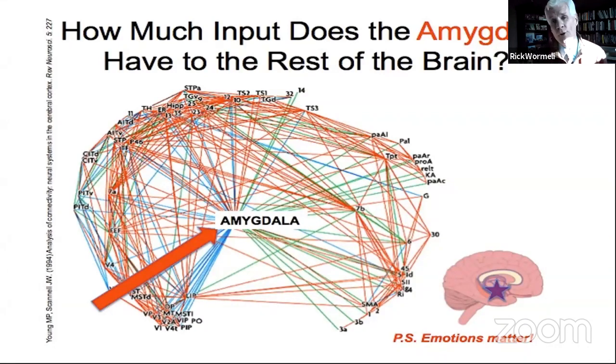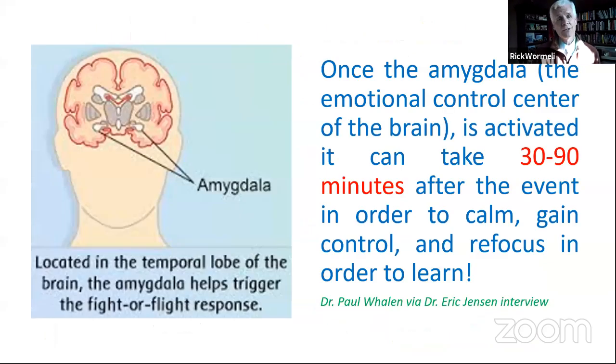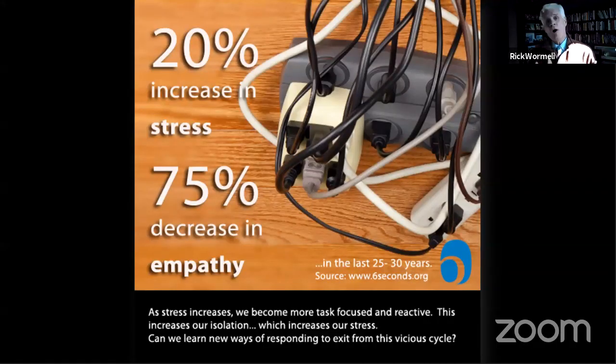So I need to overtly discuss and help kids with the stress in their lives if I'm going to limit their likelihood of cheating. And one thing that we got across in the webinar is that once a child has been stressed, it could take 30 to 90 minutes to get back to a level of calm where they can make the right moral decision on what's going on. Be mindful of that. Also understand that if you have a 20% increase in stress, you have a 75% decrease in empathy.